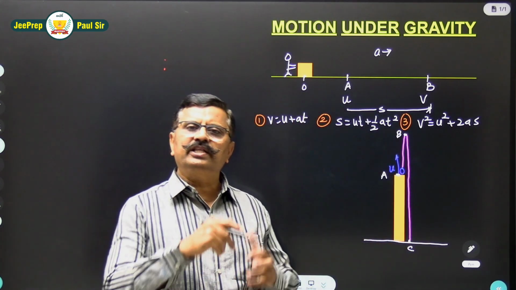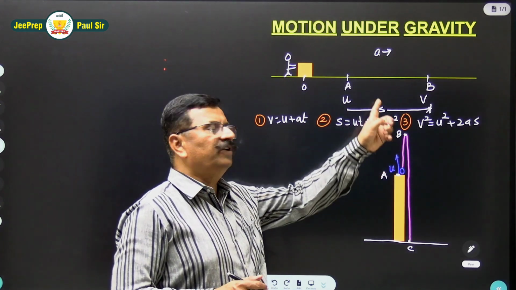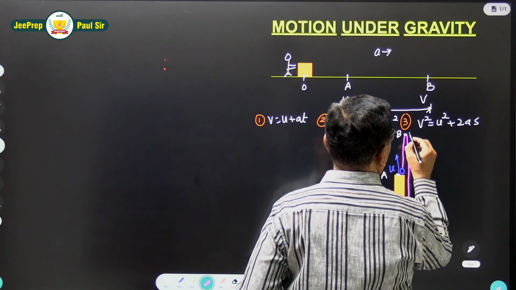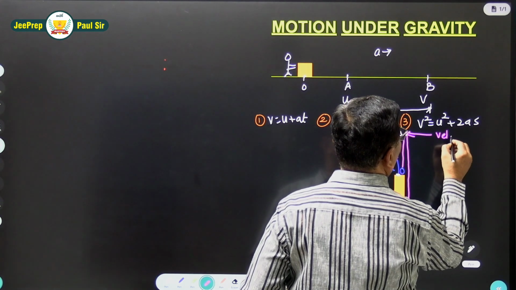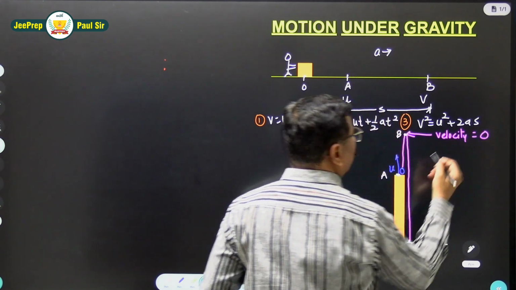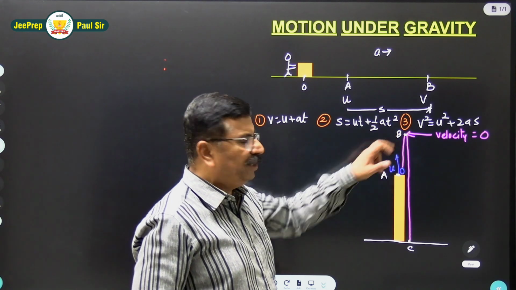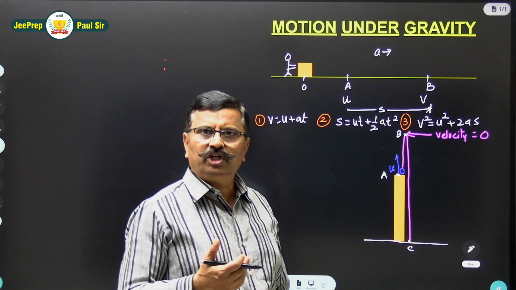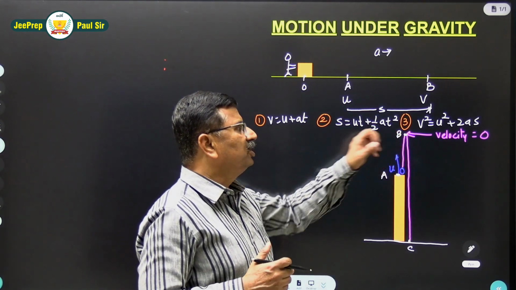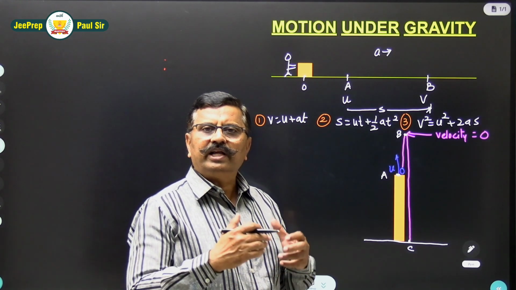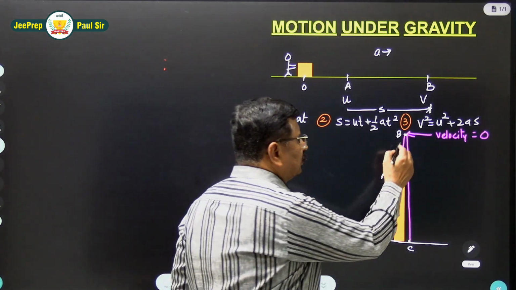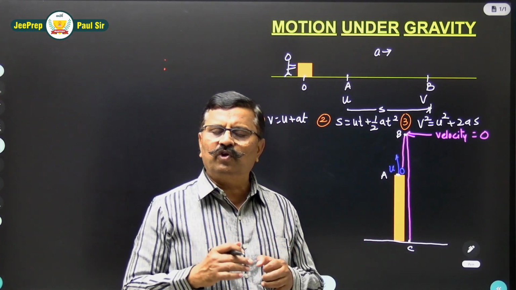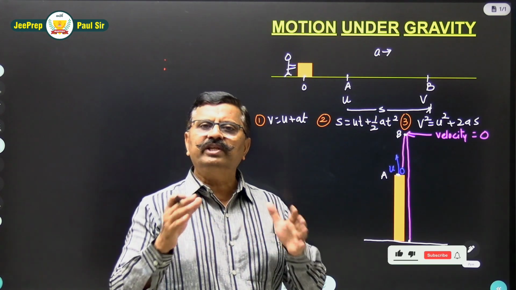Then why does the body change its direction? Instead of going up further, it starts falling down. It is because at this point B, the velocity of the body is 0. When the body moves from A to B, it is going against gravity. Therefore, its total energy decreases continuously and the velocity becomes 0 at point B. Now, as the velocity is 0, the body starts falling down. So, when the body falls freely due to the influence of Earth's gravity force, then we say that this is motion under gravity.